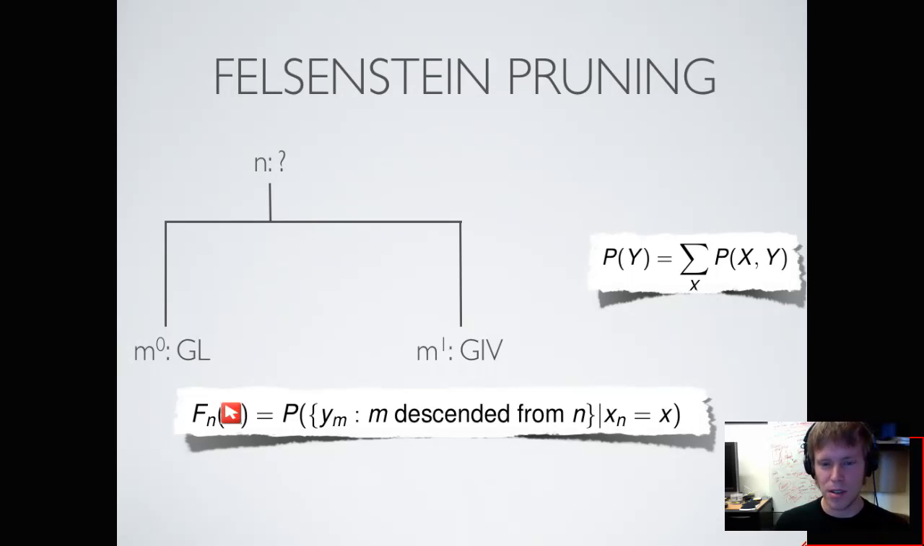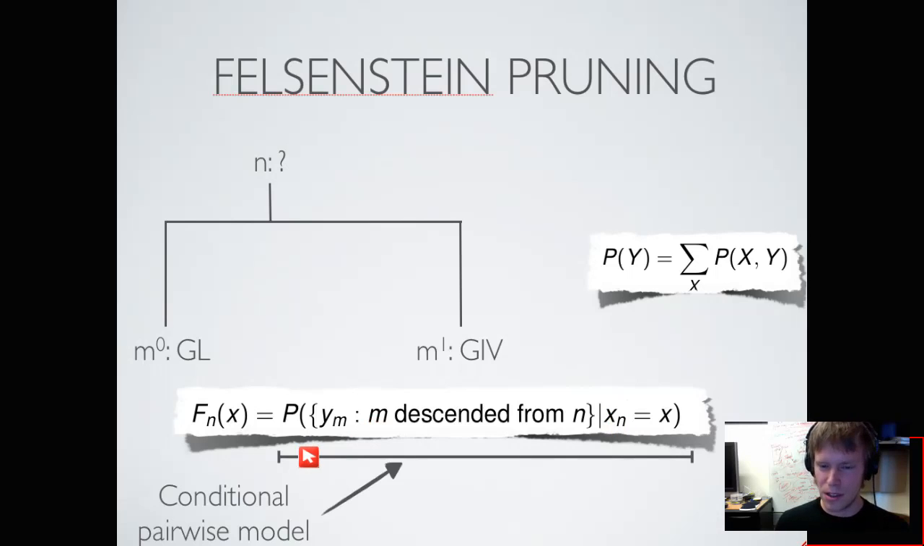The basic idea is that you summarize each internal node with this quantity that I've denoted Fn of x, which you can think of as the likelihood of the subtree below n, given that node n has value x. The recursion goes that you sum over the nodes descended from n, their likelihood conditional on n having this value. There are two things to note here.